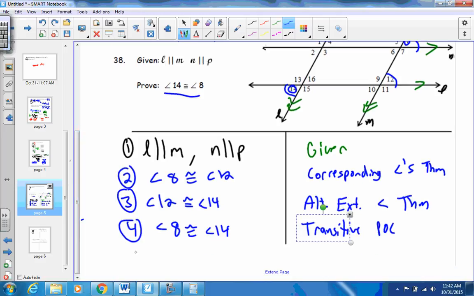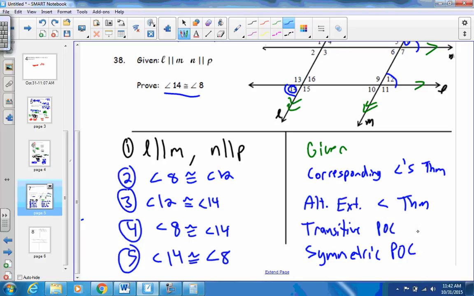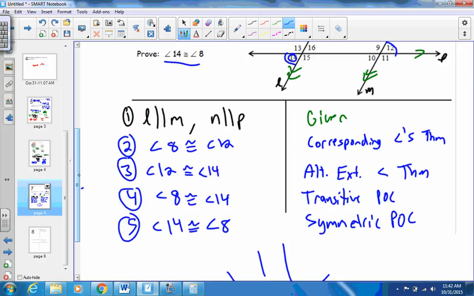And that's not quite what we wanted to prove yet, so we technically have one step left to say that angle 14 is congruent to angle 8, and that would be reflexive. Oh, no, not reflexive, I apologize. Symmetric. The symmetric property of congruence. And now we proved it. And now we give ourselves a real big smiley face, because that is correct.